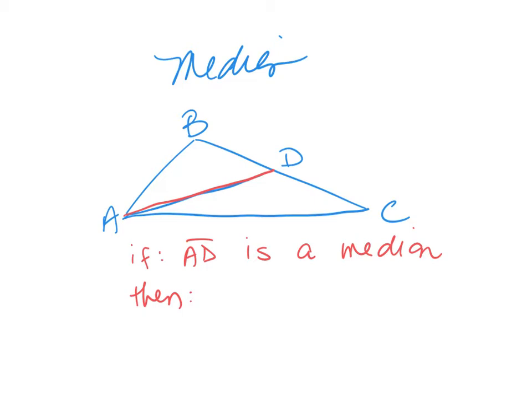Okay, so a median, an angle bisector cuts an angle in half. A median cuts a side in half. So these two pieces would be equal. So then BD would be congruent to DC, because a median cuts the side. These angles aren't necessarily equal, but the side opposite, they are equal. It cuts it in half, okay?